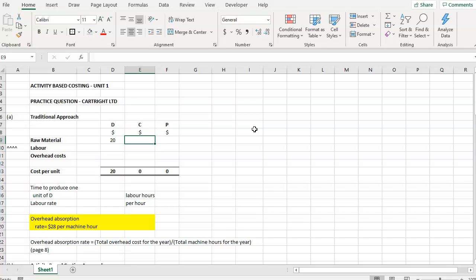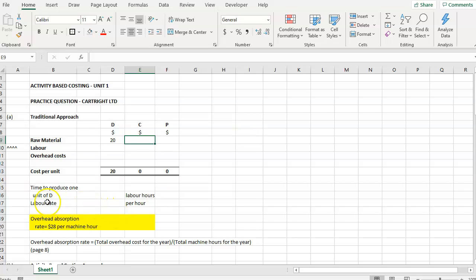So in our example this evening, Cartright Ltd, we have two traceable costs: raw material, which we have already put in, and labor. Now the labor does require some calculation.